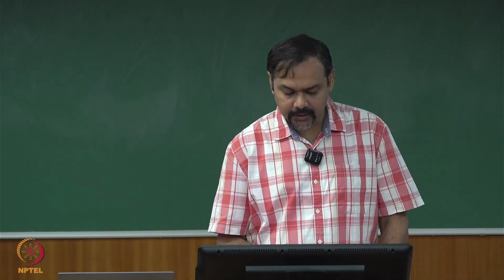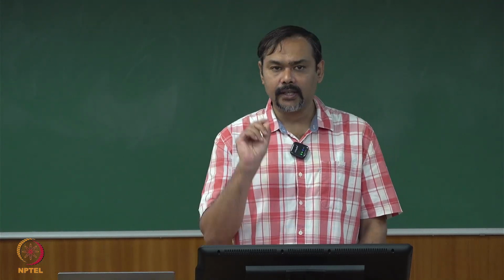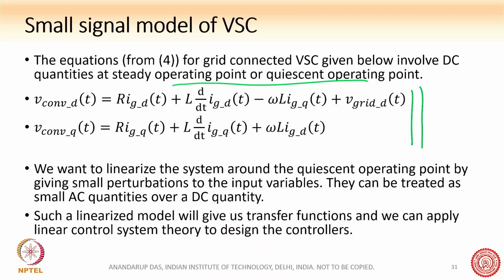So these are the equations which we have already seen, I think equation number 4 from some slides before. Now when we do small signal modeling, the method is that there is a steady operating point over which we give a small perturbation to the input variables, and we see what is the impact of that perturbation on the output variables. Which means on a DC quantity, which is a steady operating point, we give a small AC perturbation.